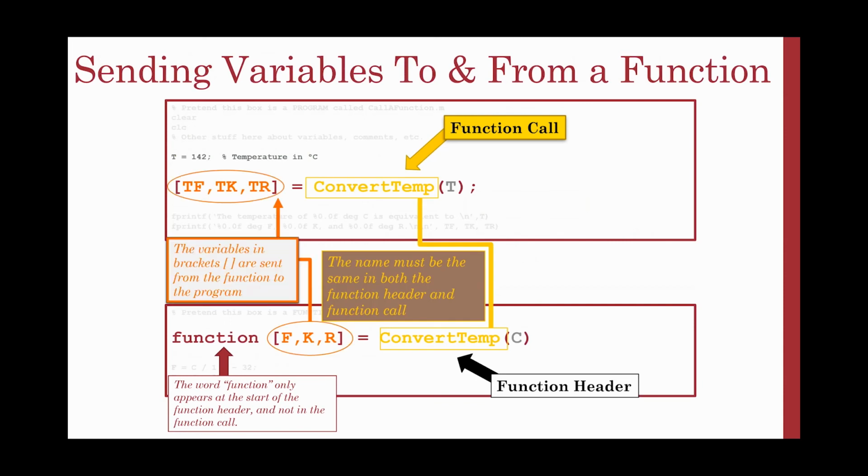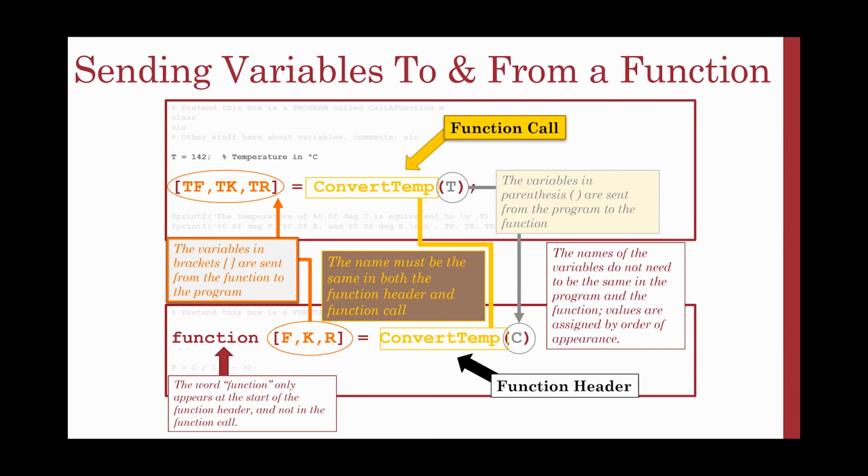The variables in the brackets are sent from the function to the program. So I am sending the values of f, k, and r from my function to my program. And the variables in parentheses are sent from the program to the function. So I'm sending my value of temperature into my function for my function to operate on.